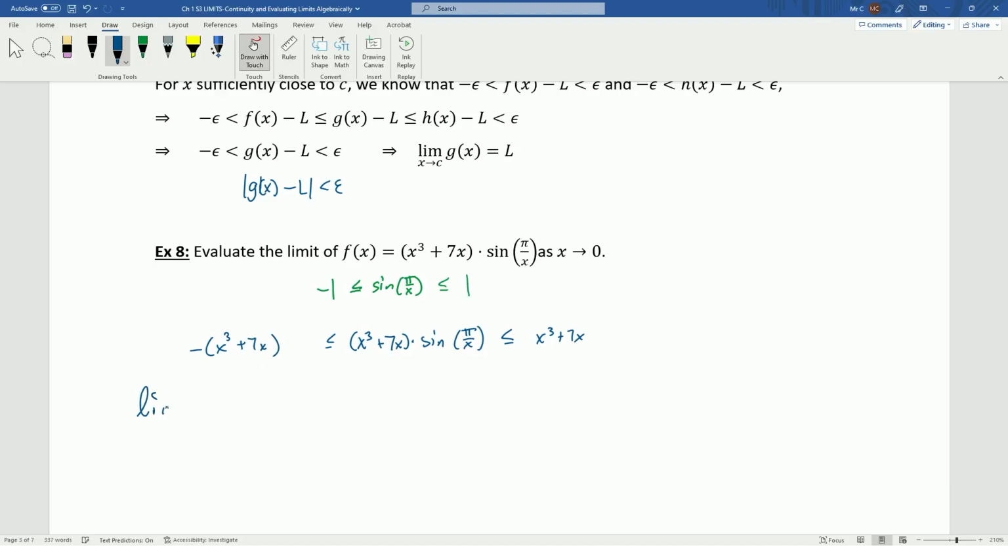So if I take the limits of each of these expressions, the limit as x goes to 0 of negative x cubed plus 7x, well, that's a polynomial, so it's continuous. I can just plug in 0 and I get 0. And the same is true for the limit of the function on the right.